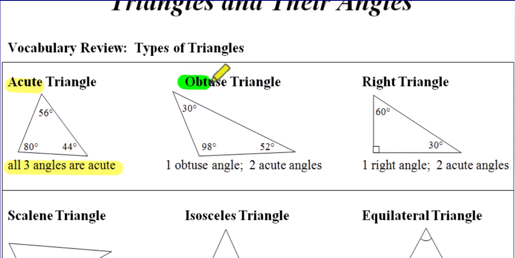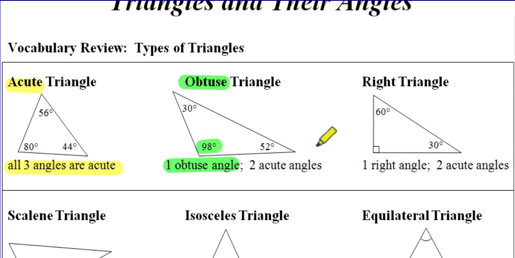If it's called an obtuse triangle, then that means there's going to be one obtuse angle and then the other two angles will be acute. So one of the angles is going to be greater than 90 degrees. Now, I just have drawn examples here. Please do not think that all acute triangles are going to have 56 degrees, 44 degrees, and 80 degrees, or every obtuse triangle is going to be 30 degrees, 98 degrees, 52 degrees. That is not always true. These are just examples. But what is always true is what I have typed up underneath each description.